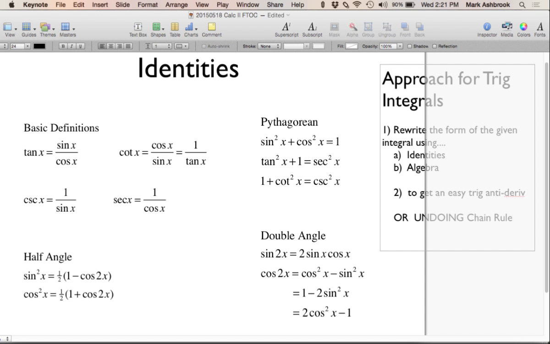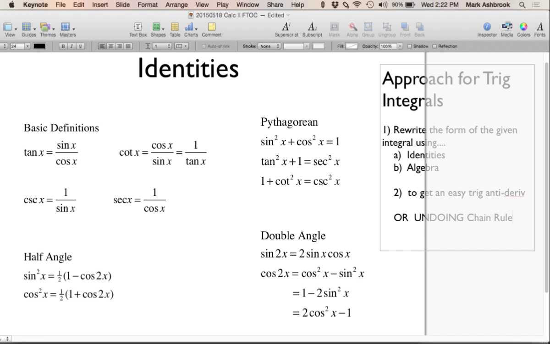Most of the time it's going to be to get undoing the chain rule. But sometimes you'll just get an easy trig antiderivative. For instance, you'll do some identities and algebra and you'll get the integral of cosecant cotangent. And with all our antiderivatives, we think, what function has that derivative? What function has the derivative cosecant cotangent? Anybody remember? You guys remember what function gives you a derivative cosecant cotangent? So cosecant gives negative cotangent cosecant, so then your antiderivative would be negative cosecant.